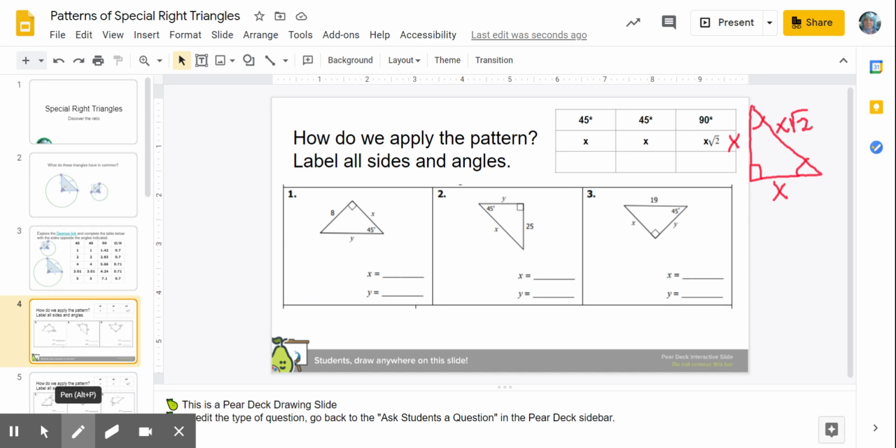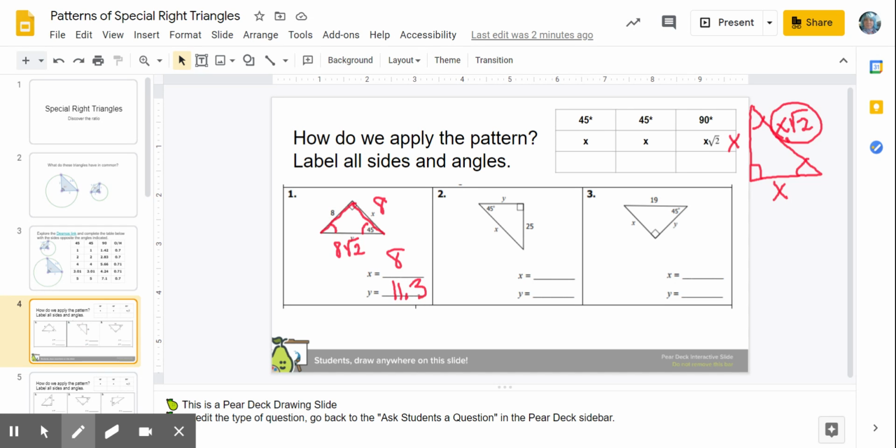You can always use trig and inverse trig. You can always use the Pythagorean theorem. But if I know this is a 45-degree angle, then what's the side that I have labeled x? 8. No math involved, right? And if I know that my hypotenuse is always that side length times the square root of 2, how can I find y? What is 8 times the square root of 2 as a decimal? 11.3.